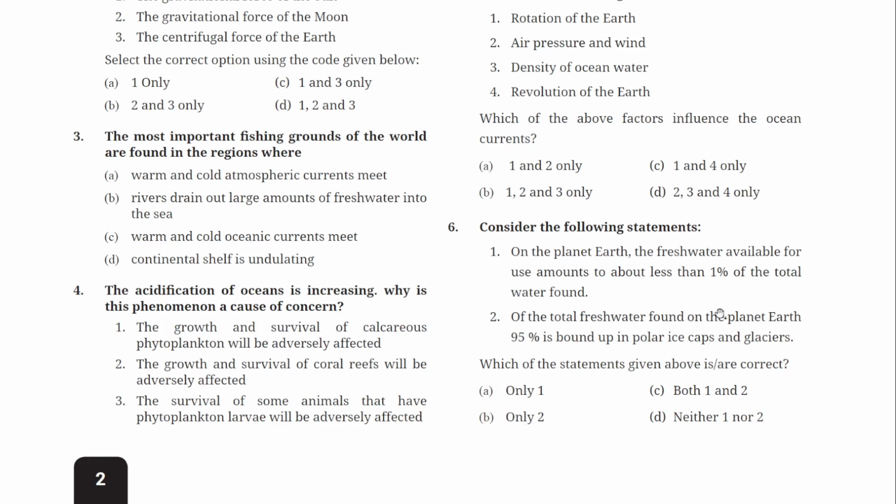Only 3% of the water on the surface is fresh. The remaining 97% resides in the ocean. Out of the 3% fresh water, 69% resides in the glaciers. Here it is 95%. So option 2 is wrong. So the correct answer is A, only one.